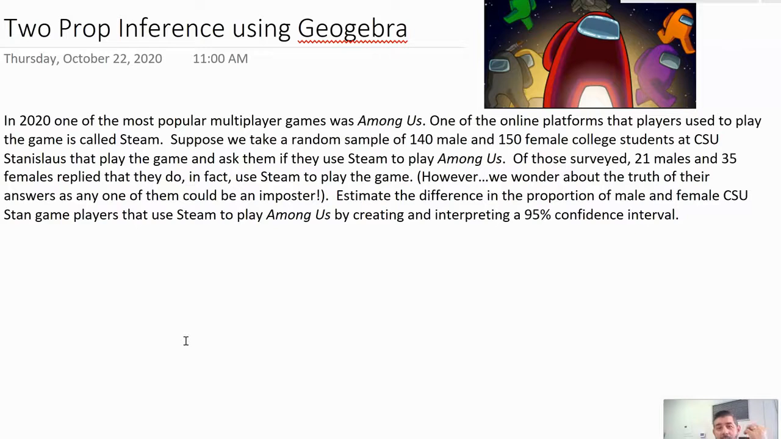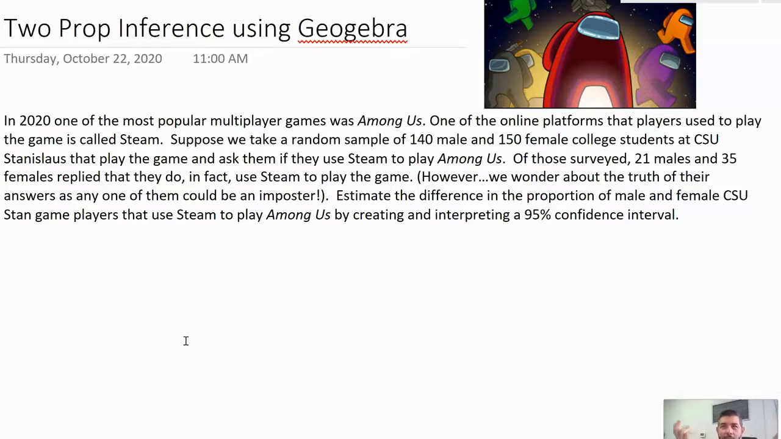So suppose we take a random sample of 140 male and 140 female college students. So now I have two proportions. I'm looking at two samples. A sample of male and a sample of female students, and I'm checking to see if there's any significant difference, or I'm trying to estimate, in this case, the difference in the proportion of male and female CSU student game players that use Steam to play Among Us, and we're going to do that by creating and interpreting a 95% confidence interval.